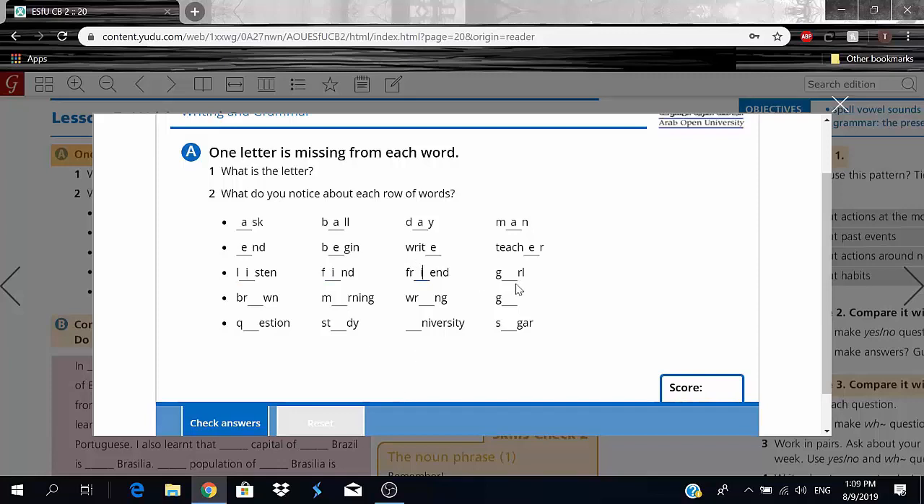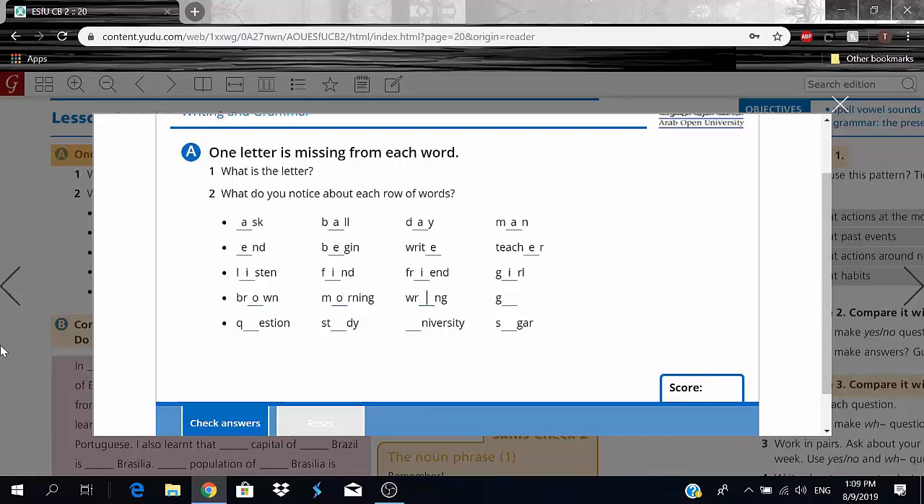Friend, and finally girl. And you guys can see the difference as well. Listen: find. In one, the I is there, but it's not really noticeable. Listen. And the other one has that I sound. So, I sound. Find.